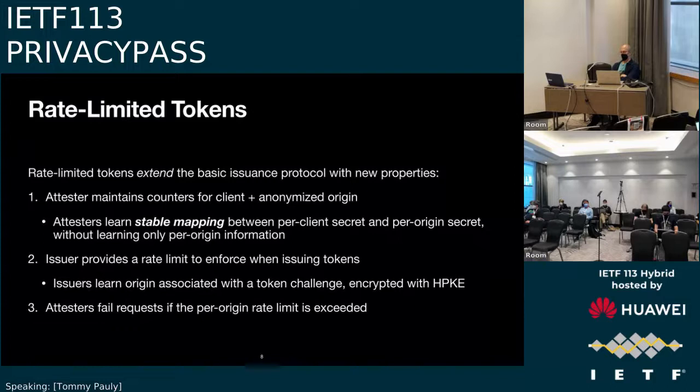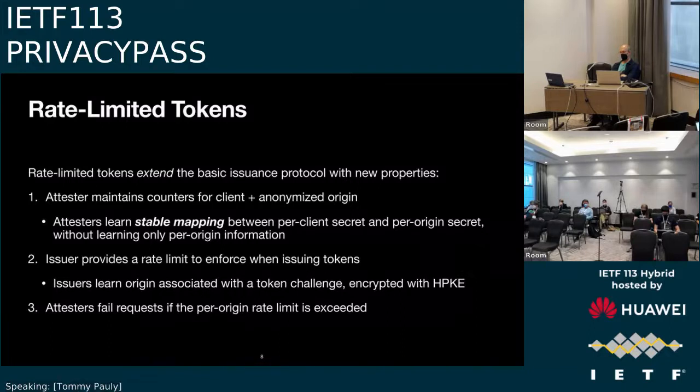And in this model, the attester, which is the thing that sees the client identity, maintains a counter for how many times a given client has accessed an anonymized identifier for that origin. And so these attesters are trying to learn a stable mapping between the client and the origin based on a per client secret. It's anonymized using a per client secret and a per origin secret. So the attester cannot learn what you're going to, just that it is a unique thing within a given time window.